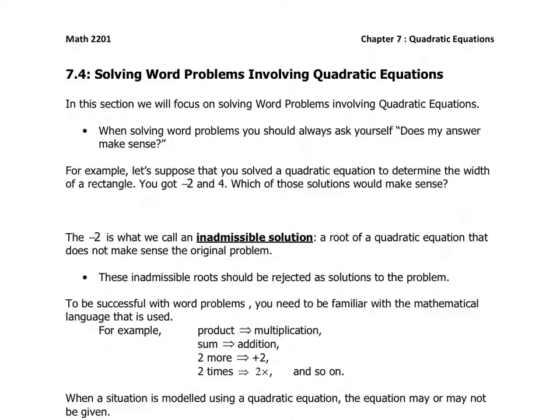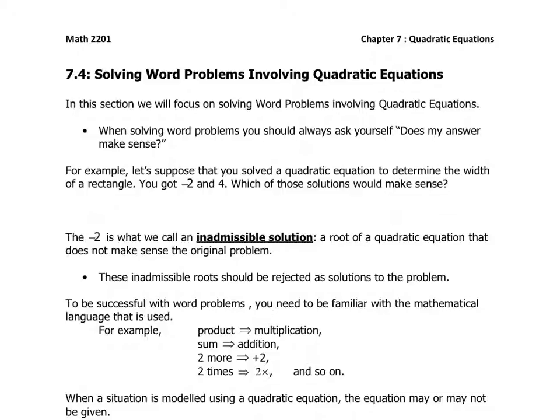Right, section 7.4 is on solving word problems involving quadratic equations. And basically, when you're solving any kind of word problem, you always got to remember to check your answer to make sure it makes sense in the context of the problem. Most of the quadratic equations we solve, we end up getting two answers, and sometimes one of those answers doesn't really make sense in the context of the problem.